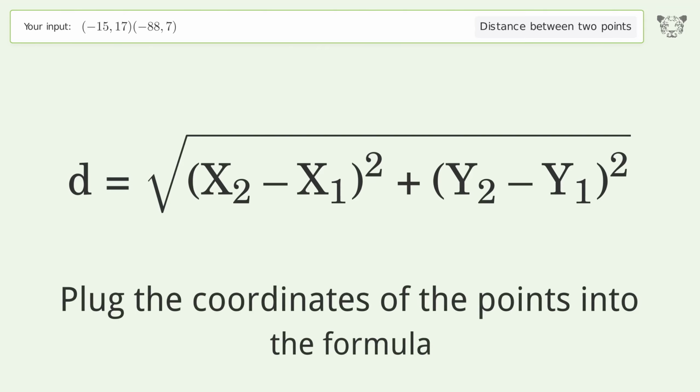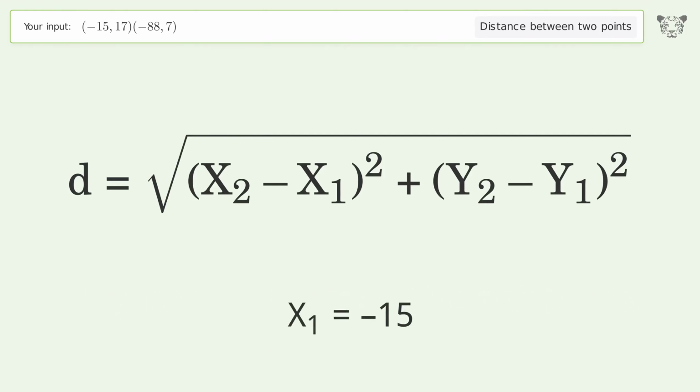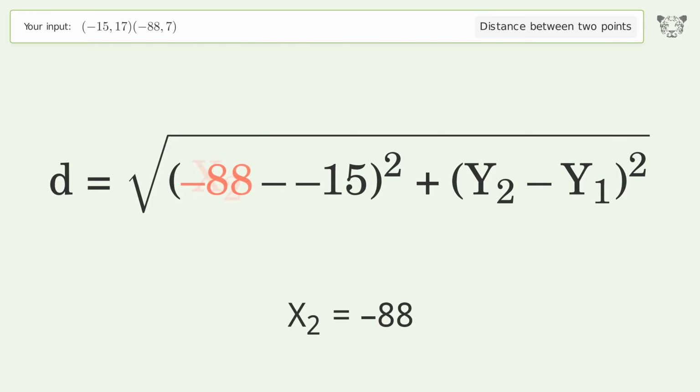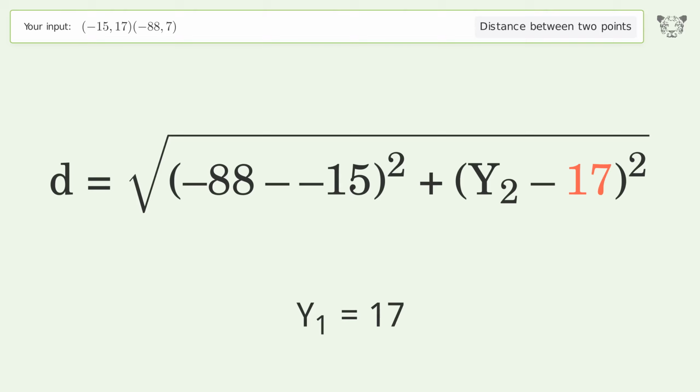Plug the coordinates of the points into the formula. x1 equals -15. x2 equals -88. y1 equals 17. y2 equals 7.